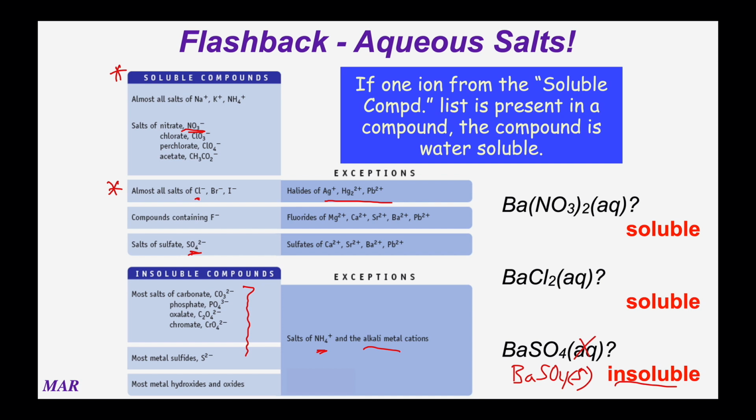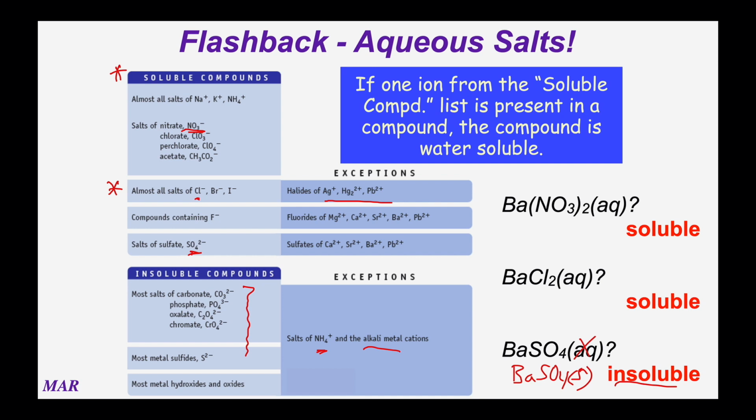So the first two were absolutely correct. Those were soluble, and you should write AQ. But this last one, it should be BaSO4 solid. Sorry, my S's are pretty bad here as I write on this. Barium sulfate is insoluble. It does not dissolve well in water.